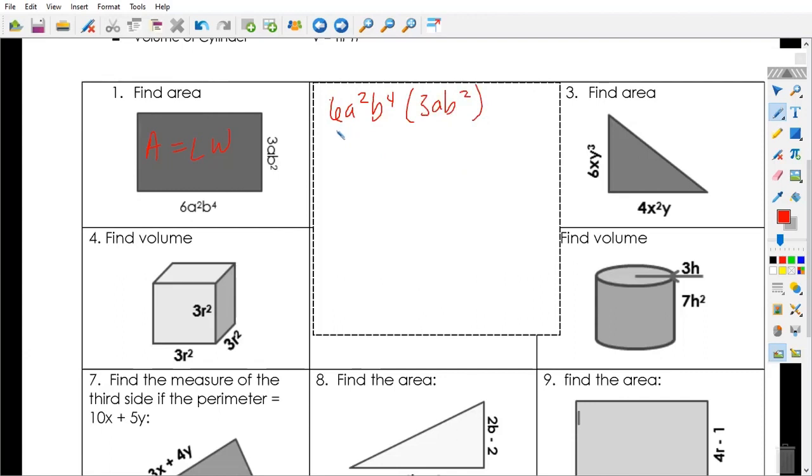So I'm going to do numbers first. What is 6 times 3? 18. Next, we're on to our a. We have a to the 2, a to the 1. What are we doing with their powers? We're adding them. So we get a cubed. Now we have our b. We have b to the 4th, b to the 2nd. Combine? b to the 6. So what is the area? That's your area. That's multiplication.